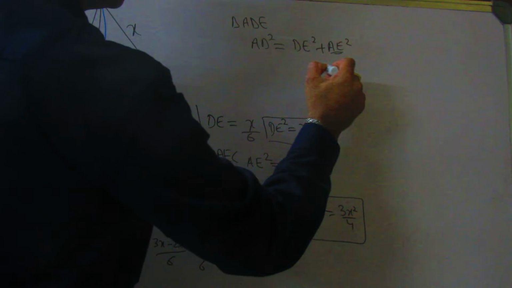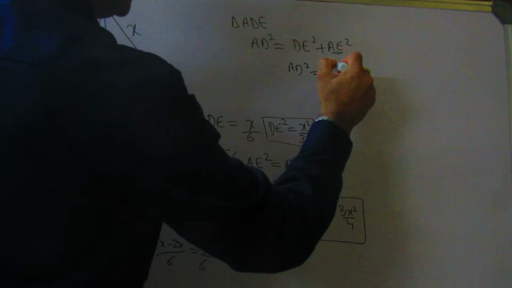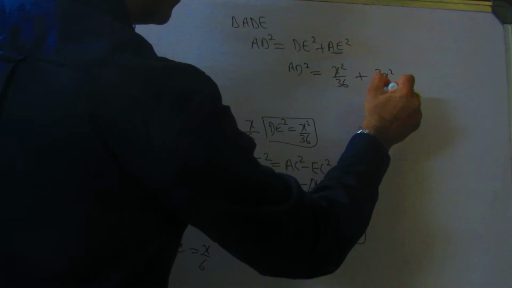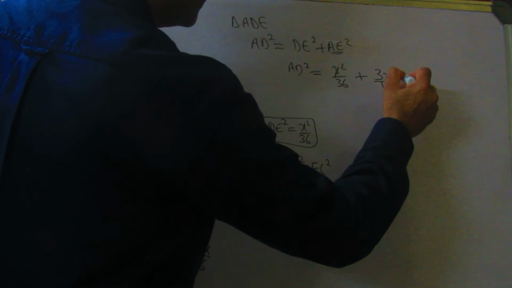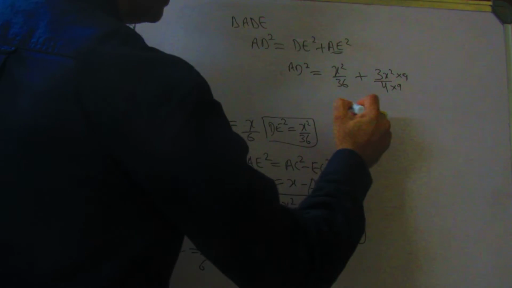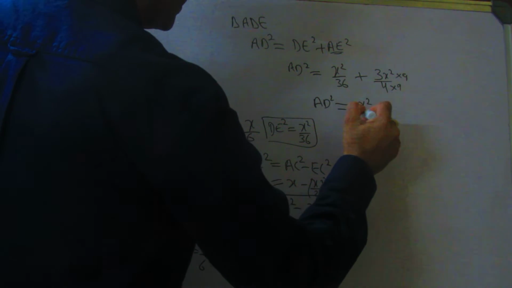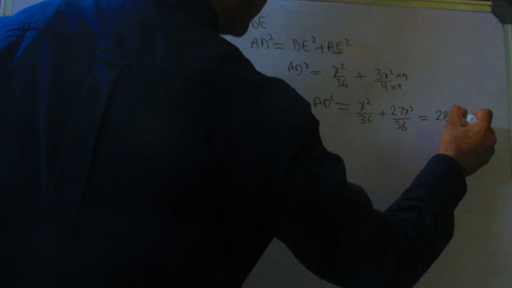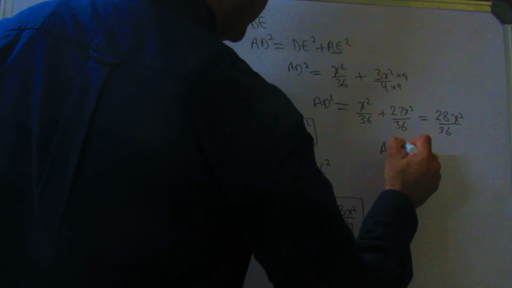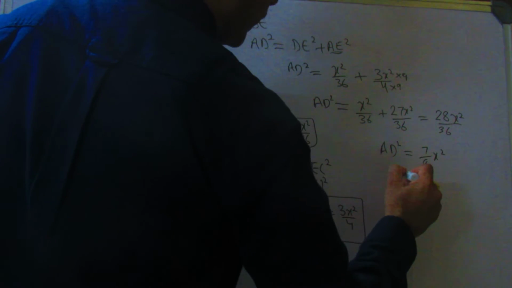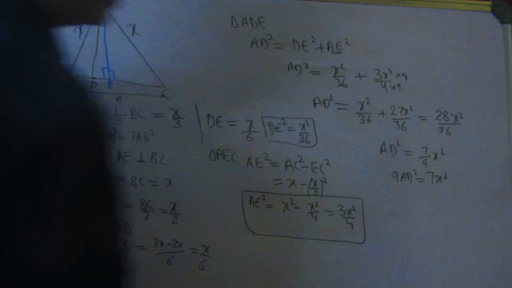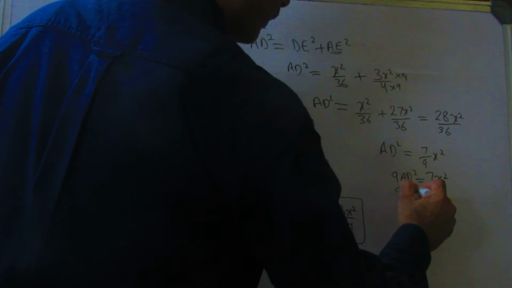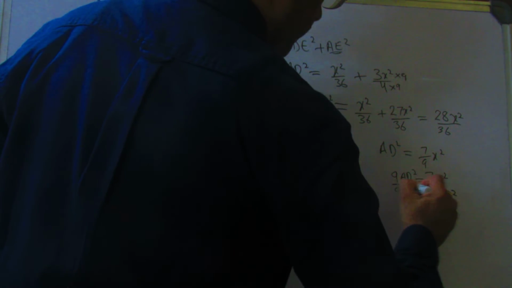Right students? So we have got DE square, we have got AE square. Now let us put it here. So my AD square equals DE square, which is X square by 36, plus AE square, which is 3X square by 4. Right? Now let us take LCM to make the denominator same. So what do we get? We get AD square equals X square by 36 plus 27X square by 36, which is 28X square by 36, and we get AD square as 7X square by 9. So we get 9 AD square equals 7X square, and we have already written that X is AB as well. So 9 AD square equals 7 AB square.